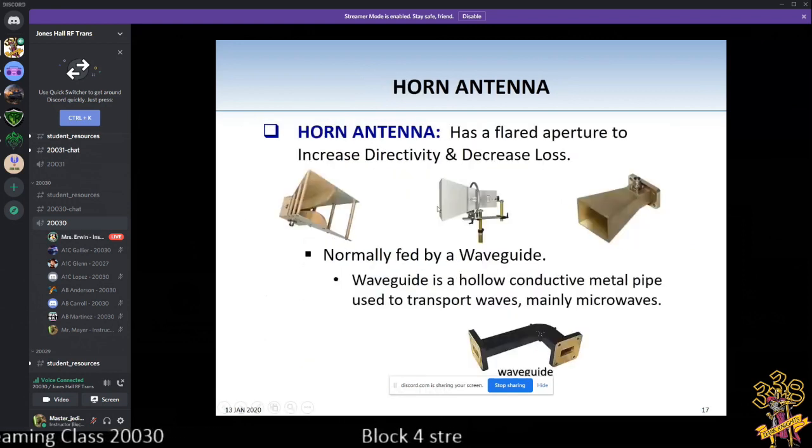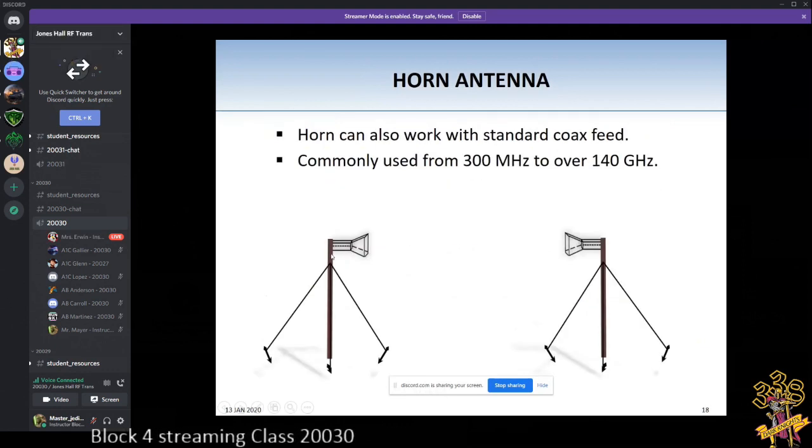The horn is just a flared aperture. You can see your signal is all going to be funneled out that one direction, so it's a highly directional antenna, or unidirectional. So it's going to have high gain and low loss. You can just put it up on top of a mast, because the horn is the antenna.